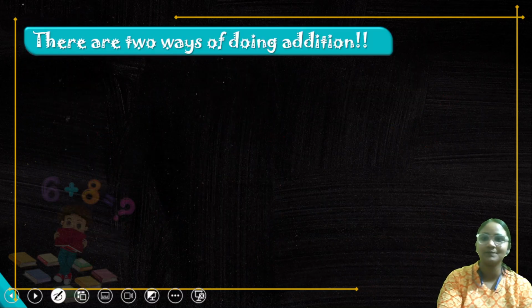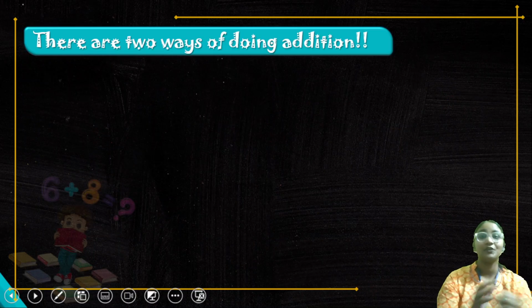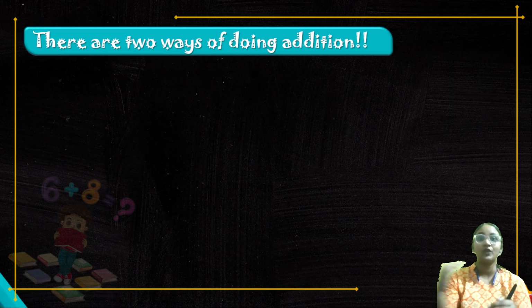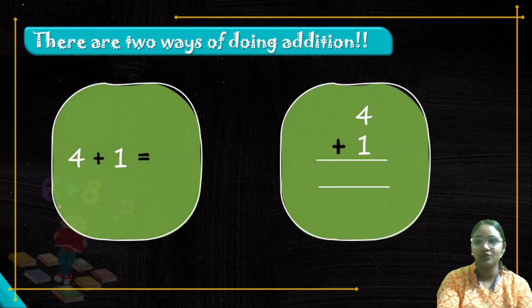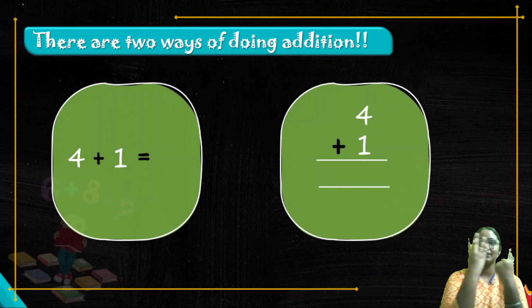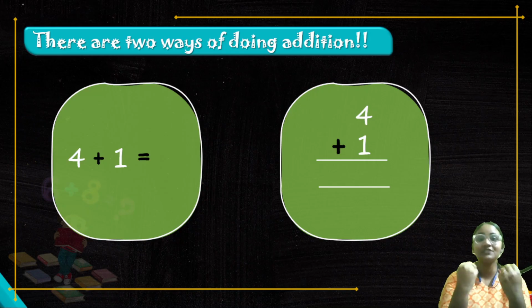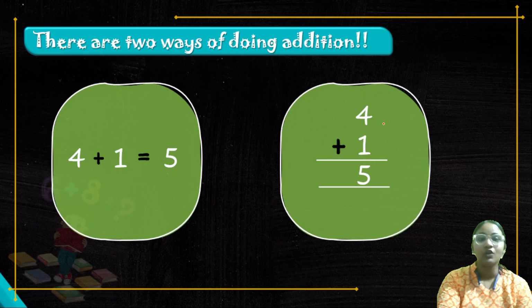Let's move further. So now we are going to learn there are two ways of addition. As I told you, one is vertical addition and one is horizontal addition. Let's see. Okay, so we have 4 plus 1. Let's calculate what it will be. 4 and 1. Put them together. 1, 2, 3, 4 and 5. So this is 5. 4 plus 1 is 5. And the same way, 4 here and plus 1 here will give us 5.